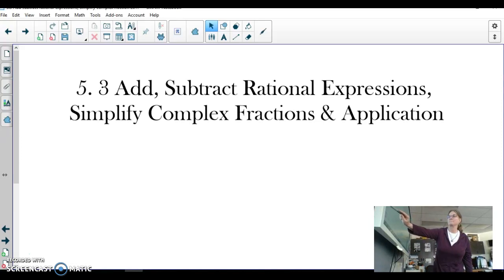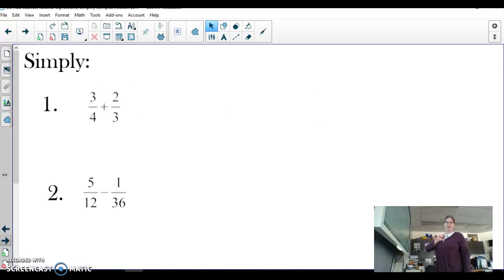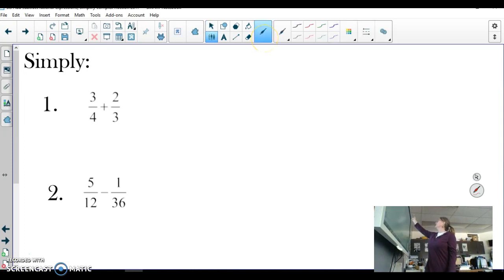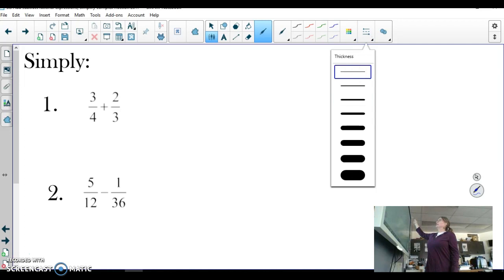We're going to start pretty simple and add and subtract some fractions that you probably learned how to do in, I don't know what grade it is, 4th grade, 5th grade, 6th grade, somewhere in there. We're going to add 3/4 plus 2/3. What do you need to add fractions? You need a common denominator.